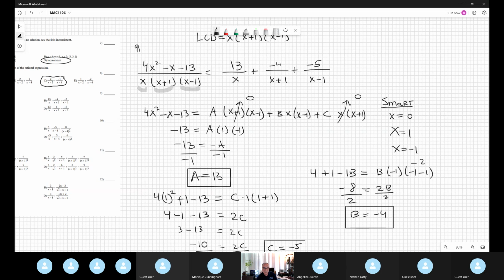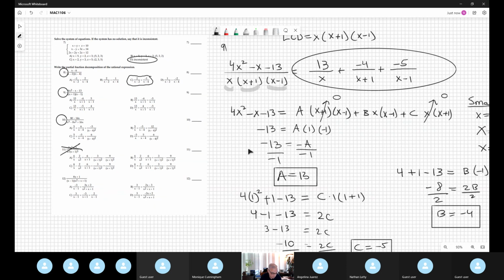This is my final answer. Okay, I need to verify, and the choices were given at the beginning. I believe choice B. Look. Yeah, because 13 is positive, and negative 4, and negative 5. Cool.